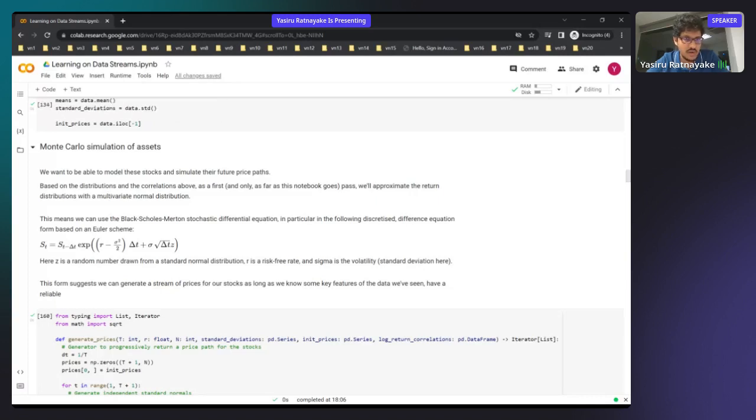And then we get to trying to simulate these. The reason we want to simulate these is that we want to look at future price paths, and in particular, these future price paths could easily be our stream of data. So what we can do is look at a suitable mathematical model to do that, and in this case, I'm using the Black-Scholes-Merton model. This is fairly famous under the moniker of the Black-Scholes model. It is what's called a stochastic differential equation.